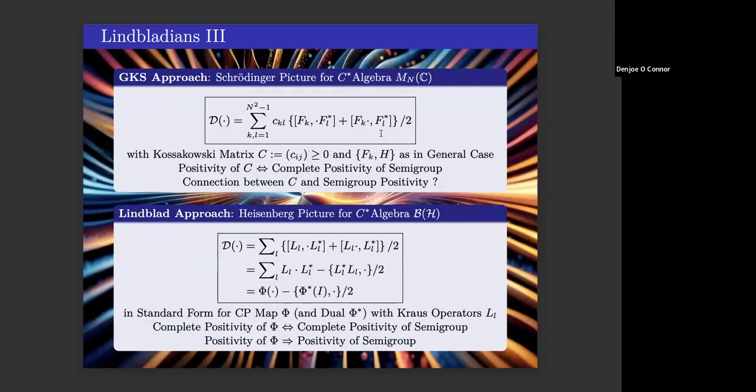And so the point is that both arrived at the same picture for this open system dynamics, but one group, the GKS, worked in the Schrödinger picture, whereas Lindblad worked in the Heisenberg picture, here in the finite dimensional setting, there in the infinite setting. So they started with those two pictures, but they arrived at the same conclusion.